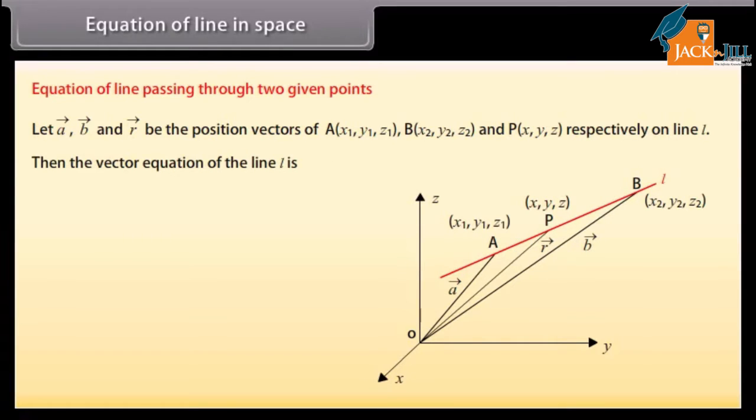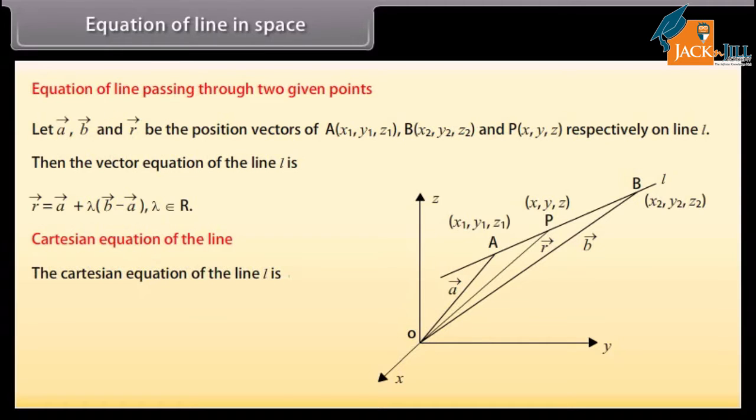Then the vector equation of the line L is vector r equals vector a plus lambda times (vector b minus vector a), where lambda belongs to real numbers. Cartesian equation of the line: the Cartesian equation of the line is (x minus x1) by (x2 minus x1) equals (y minus y1) by (y2 minus y1) equals (z minus z1) by (z2 minus z1).